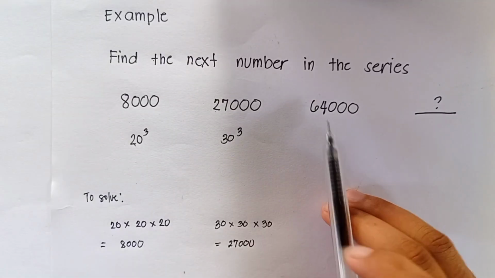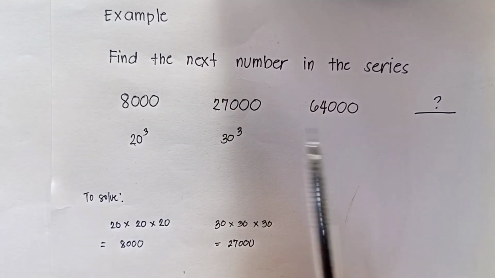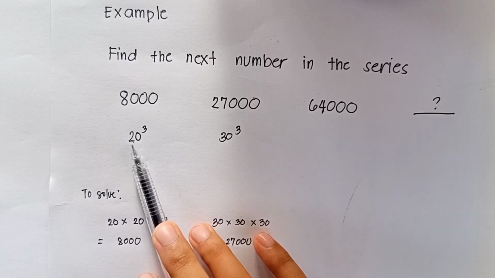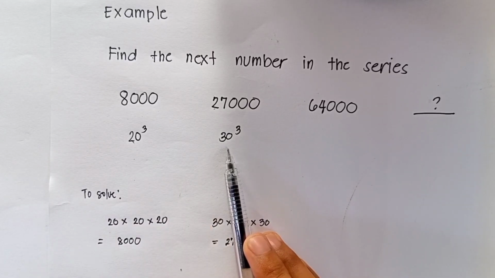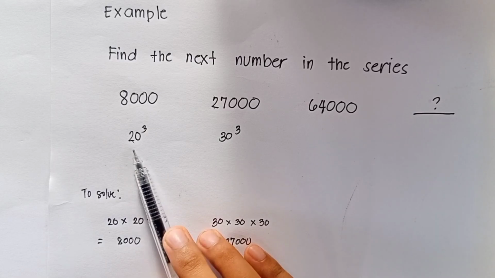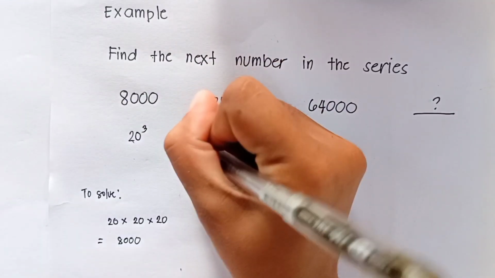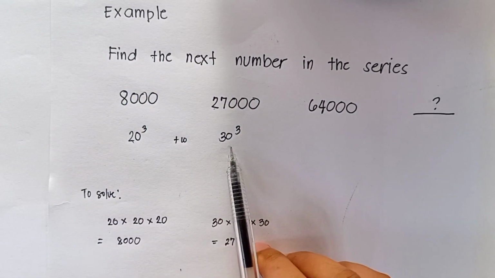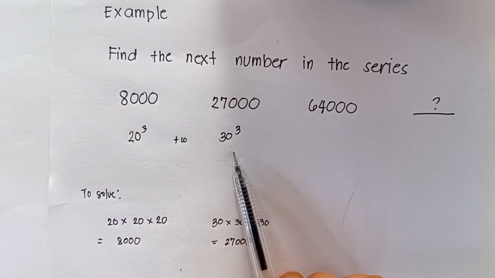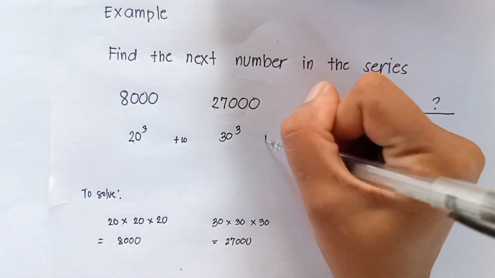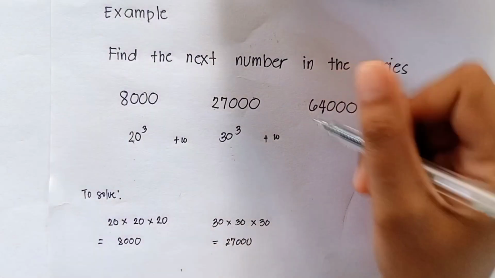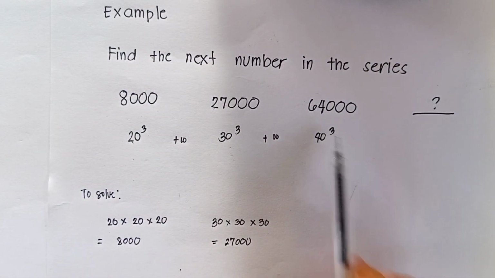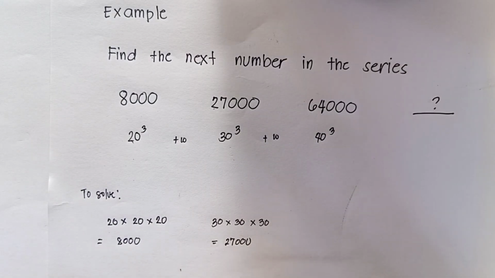Now let's go to the next number, 64,000. If you will notice, 20 here is the first number, then 30 here is the next number. So therefore, 20 is added by 10 to get the next number. So 20 plus 10 is equal to 30. Now, for the next number, let's add 30 to 10. So the next number is 40 to the power of 3. Now let's solve 40 to the power of 3 if the answer is 64,000.